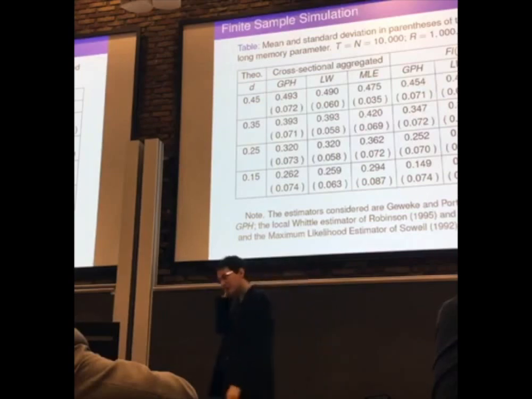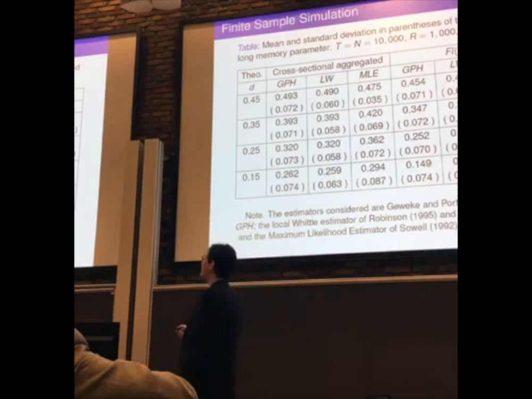So how do they look? If I try to generate memory of 0.45, that's the theoretical value. If I do this with the cross-section process that I will show you, this is the memory that I get. If I just do a fractional difference or white noise process, this is the memory that I get. As you can see here, I wanted 0.45.